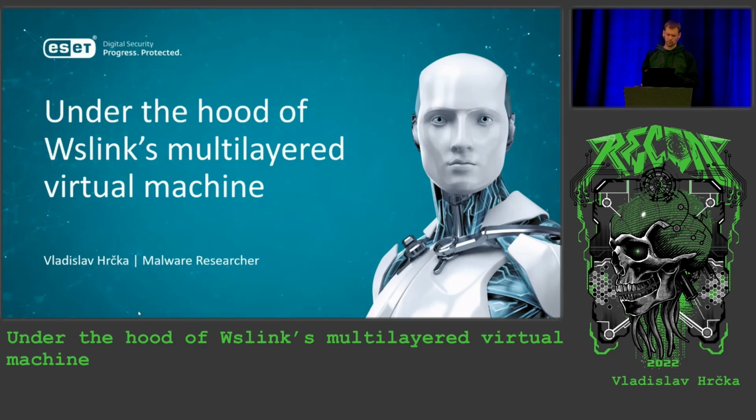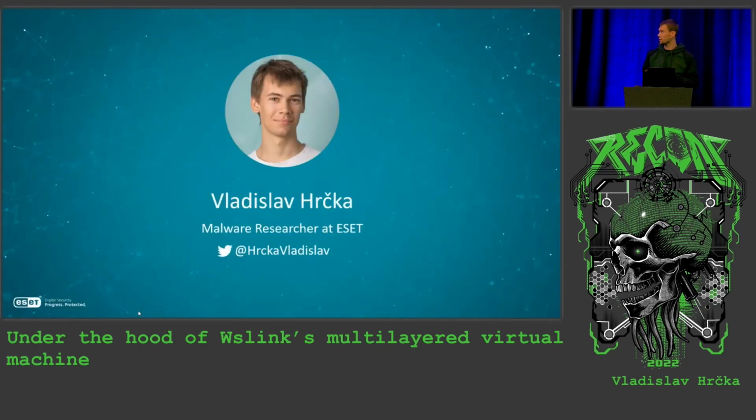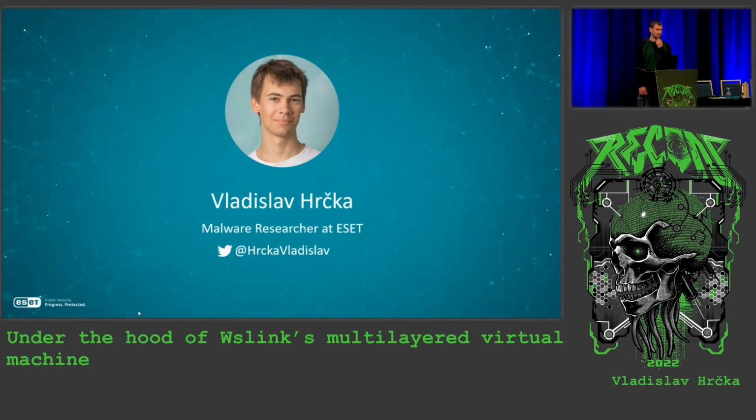So I think that now I'll tell something about me. My name is Vladislav Hrčka, and I've been working as a malware researcher at ESET since 2017, and I've been focusing on reverse engineering challenging malware samples. And I'm currently also studying computer science at the Comenius University in Bratislava. And that's everything about me.